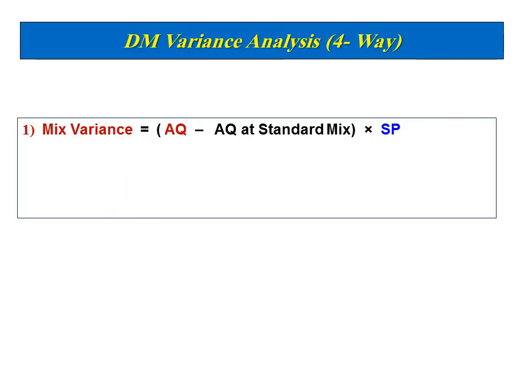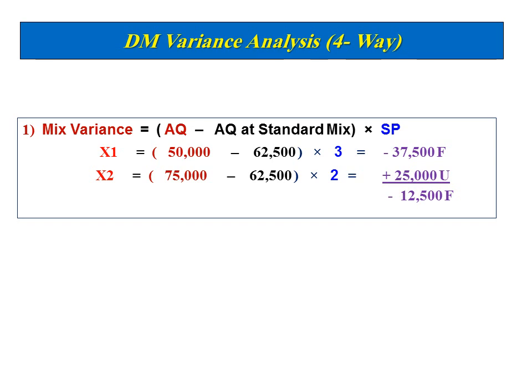Don't forget, the mix variance equals actual quantity minus actual quantity at standard mix, times standard price. From my main table I will get the standard price, but from the last calculations we have 1 minus 2. Don't forget 1 minus 2, I mean actual quantity minus actual quantity at standard mix for x1 and for x2. If I calculate the mix variance for x1 and x2, these are my amounts.